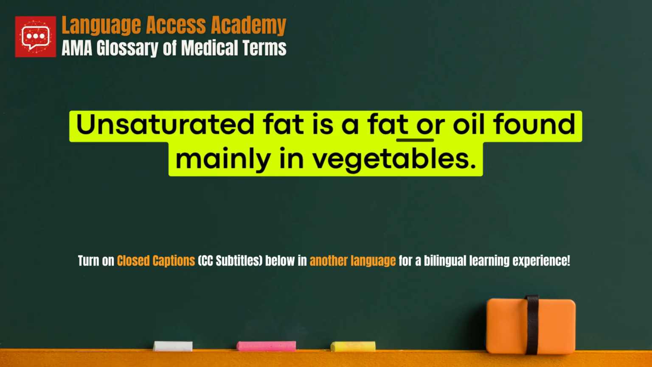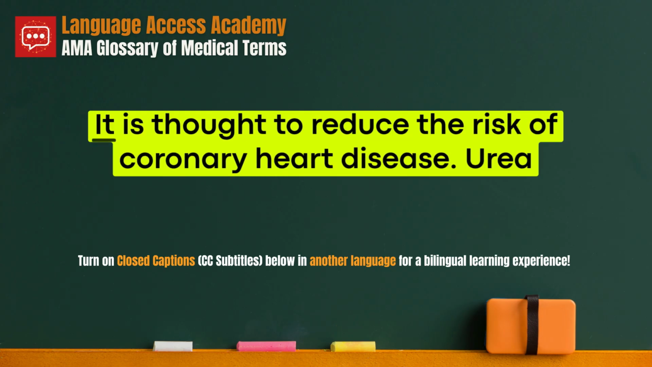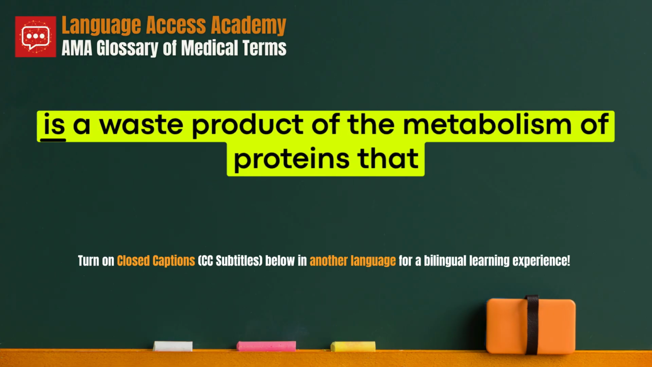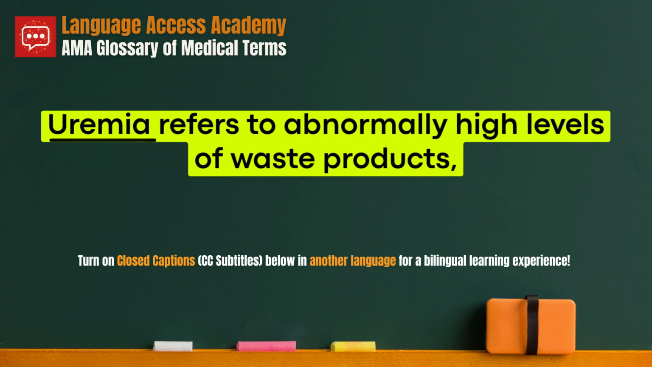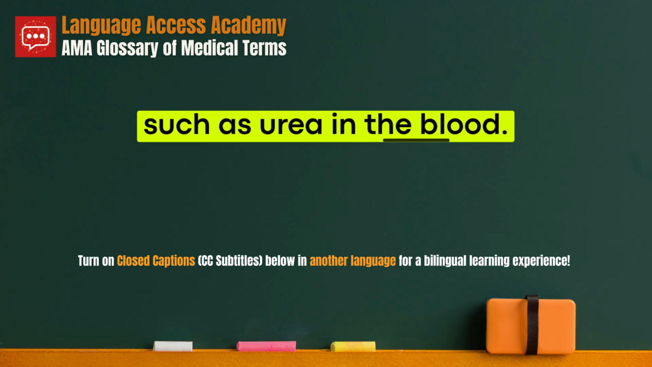Unsaturated fat is a fat or oil found mainly in vegetables. It is thought to reduce the risk of coronary heart disease. Urea is a waste product of the metabolism of proteins that is formed by the liver and secreted by the kidneys. Uremia refers to abnormally high levels of waste products, such as urea, in the blood.